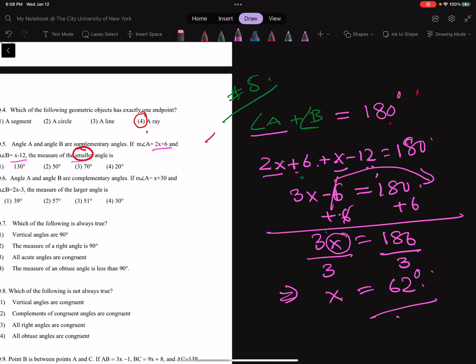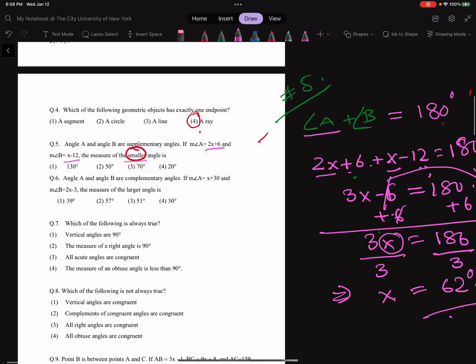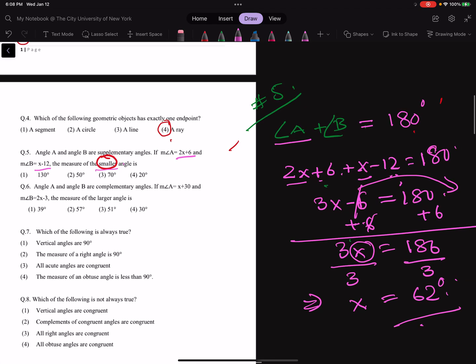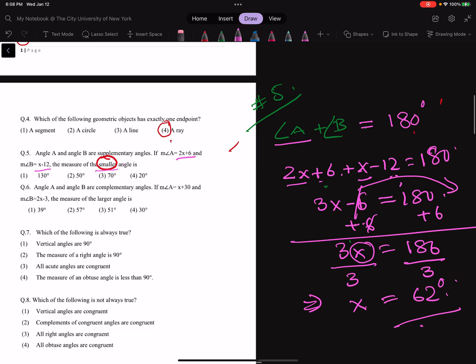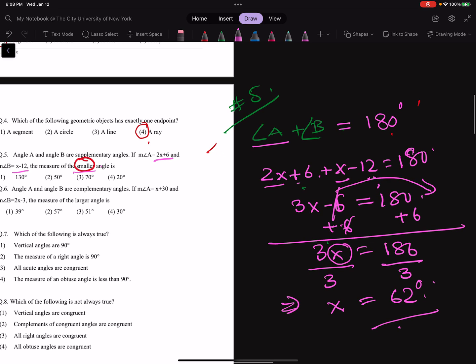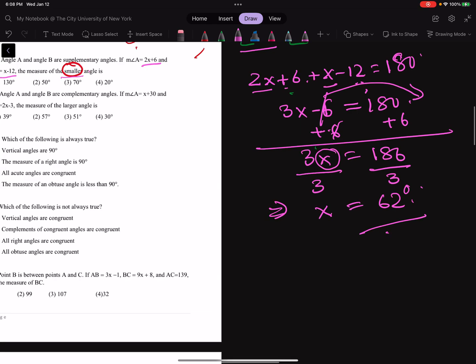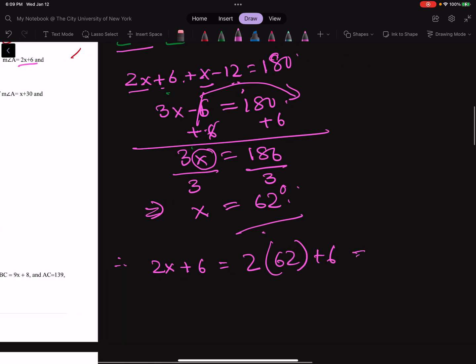You'll have to decide which one is smaller. They gave you the measure, so you'll have to calculate. If you plug in, obviously 2x plus 6 will be larger. So plug in 62 for x: 2 times 62 plus 6. Distributing, 2 times 60 is 120, 2 times 2 is 4, which is 124, plus 6, so you have 130. All right.